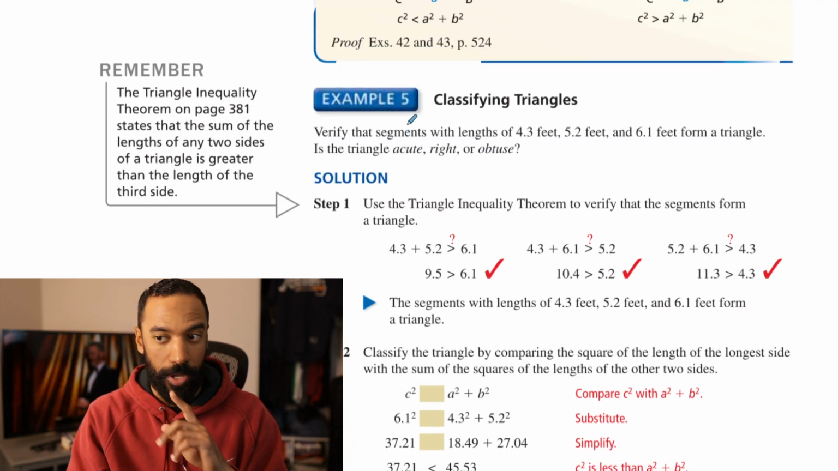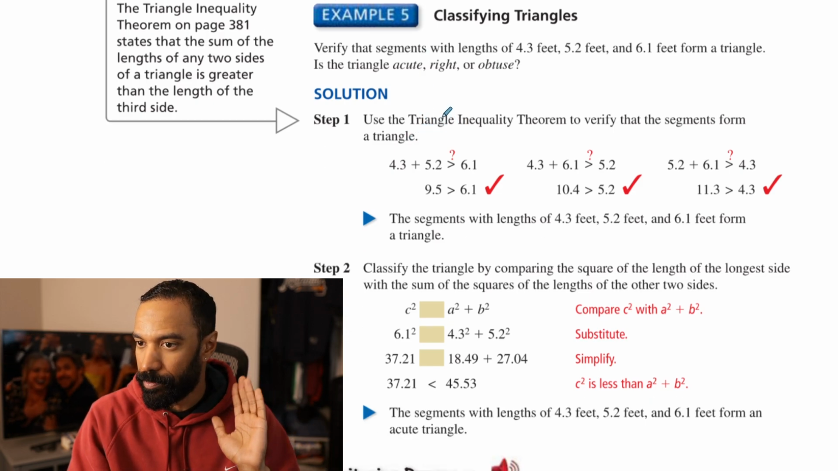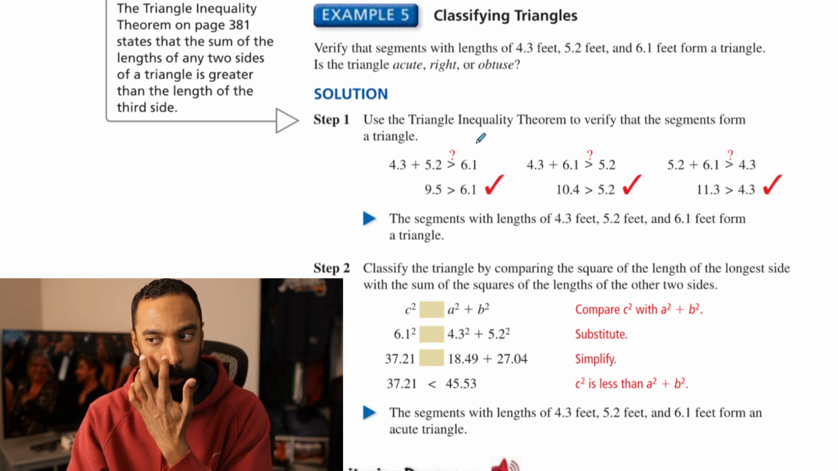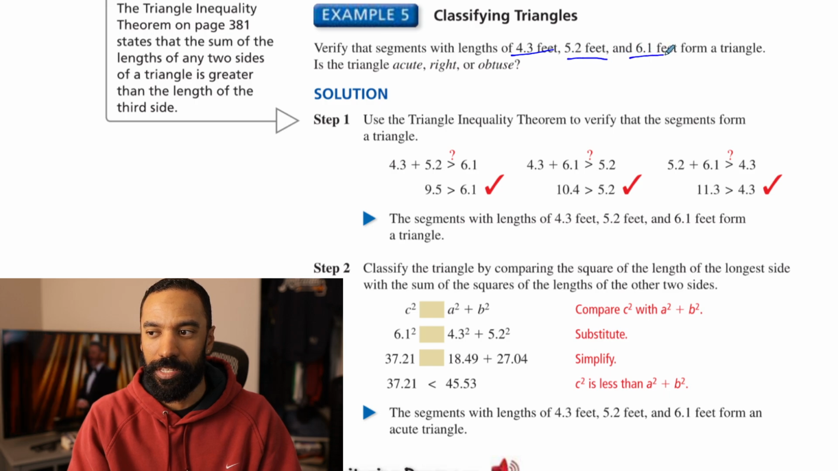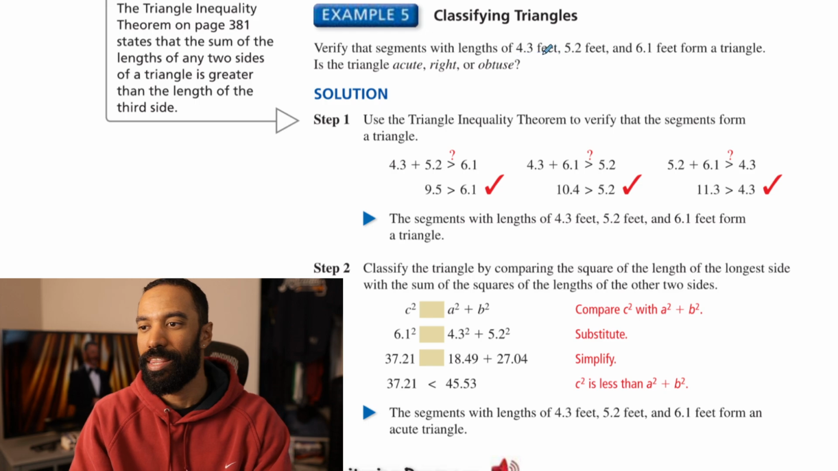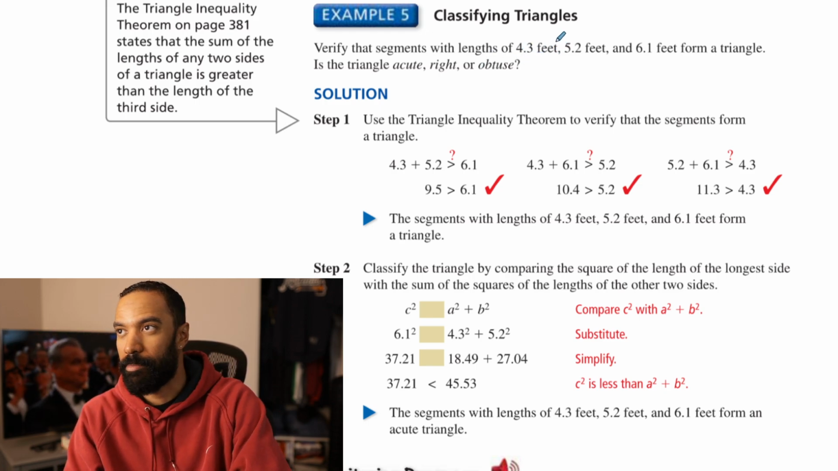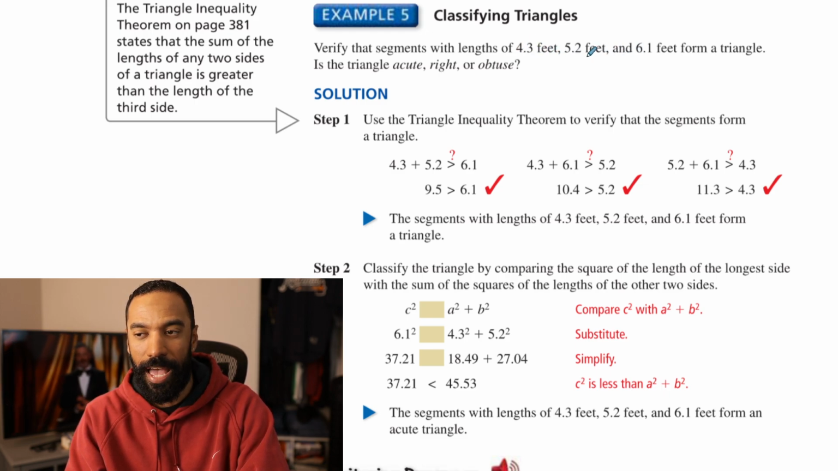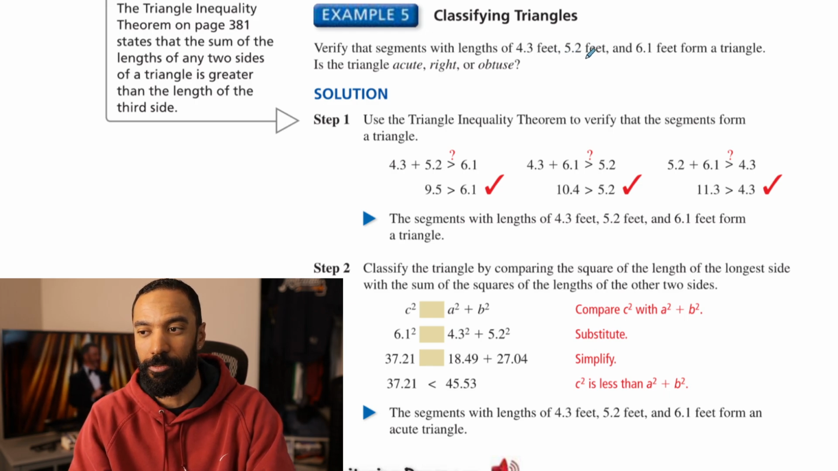Oh, and also, I was going to bring this up, but I didn't know if they were going to here. Use the triangle inequality theorem to verify the segments form a triangle to begin with. You have to make sure that they're even allowed to make a triangle. You remember that one? That a plus b itself has to be greater than c. I'm not talking about the Pythagorean theorem. I'm talking about the lengths of any two sides of a triangle added together having to be greater than the third side. Not equal to. They have to be greater than.